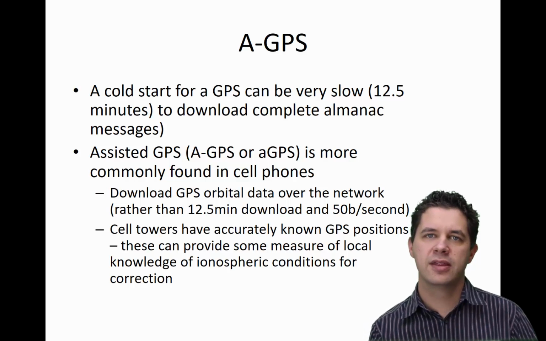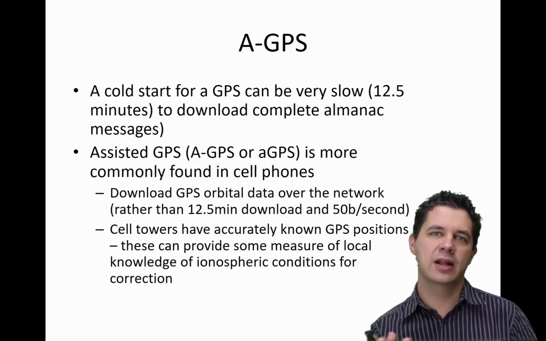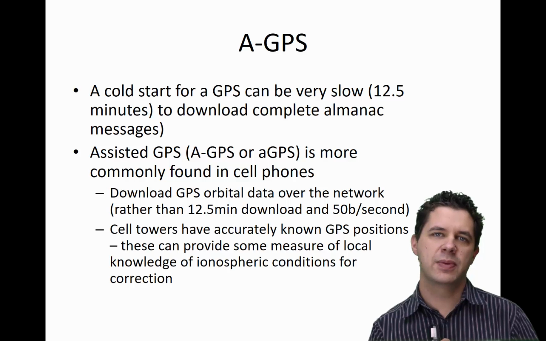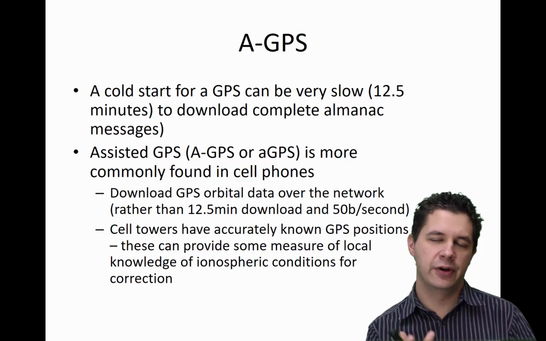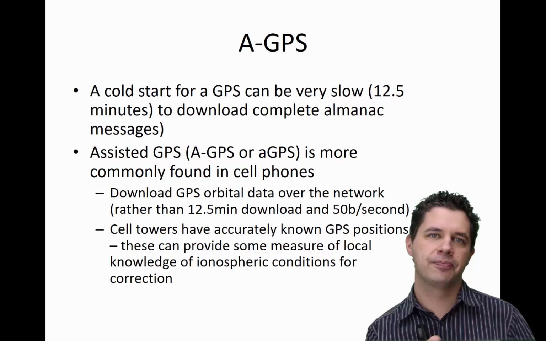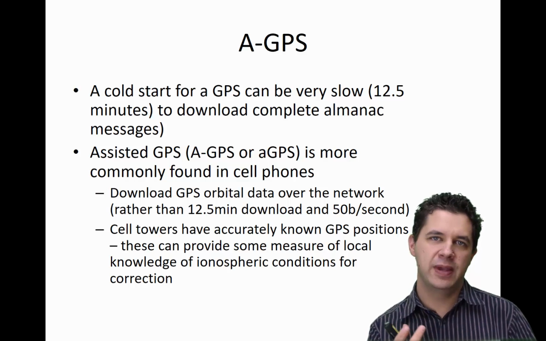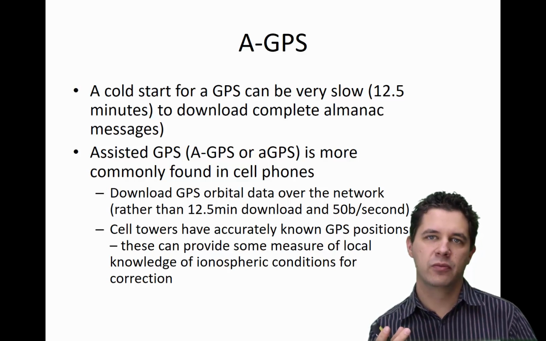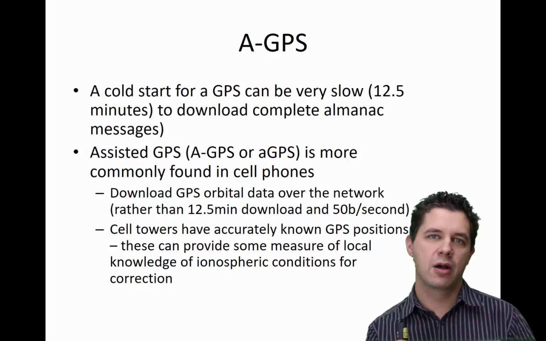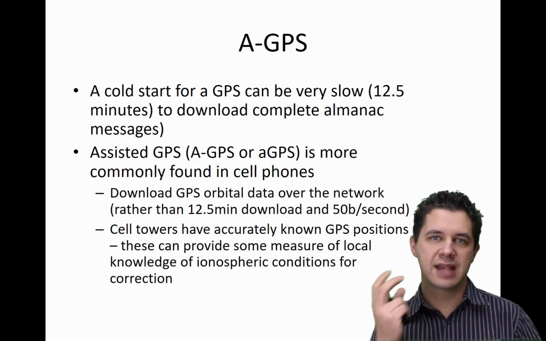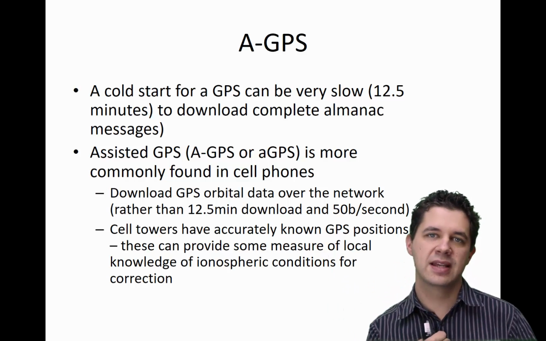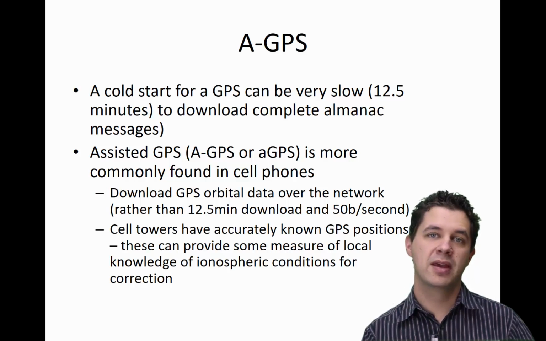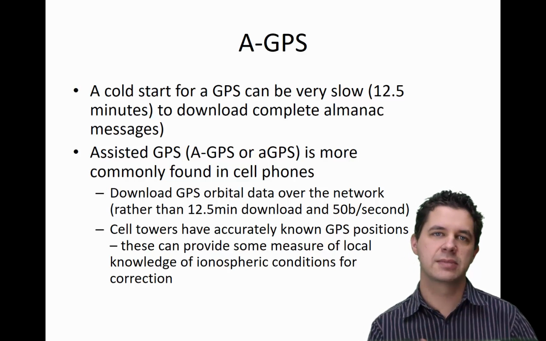12.5 minutes to download the complete almanac of satellite information. This is because it's transmitted at a very slow rate, 50 bytes per second. Using AGPS, assisted GPS, we can download our GPS data over the network via the internet rather than via the GPS satellite data that's being sent out. So that can significantly improve our time. That can take seconds rather than minutes.